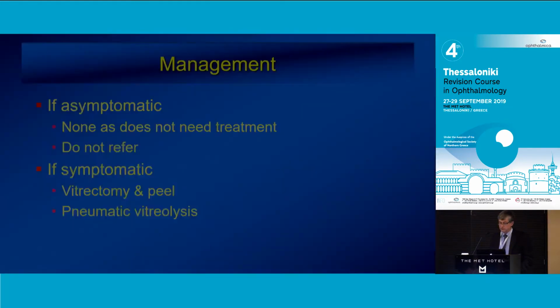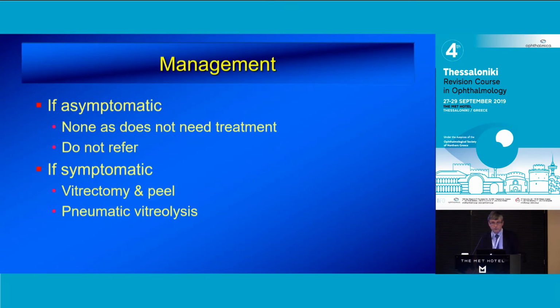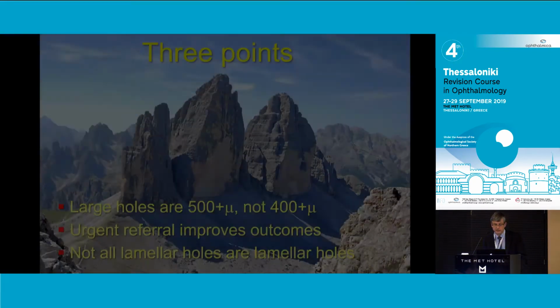If they do have symptoms, then there are two possibilities. You can do a vitrectomy and peel the vitreous, and that will relieve the traction, but it's quite a big invasive procedure. Another possibility is to inject a very small bubble of C3F8, and as that expands, it separates the vitreous from the retina. But as yet, there are no randomized controlled trials to assess the management. Once again, the vast majority of patients who have vitreomacular traction don't need anything doing.